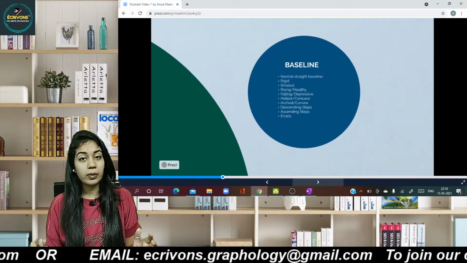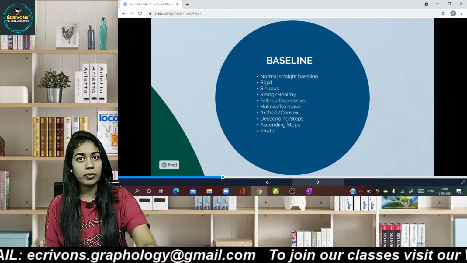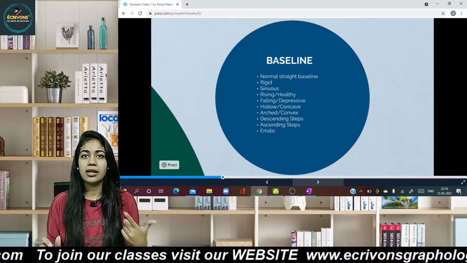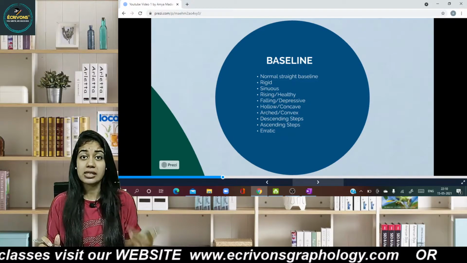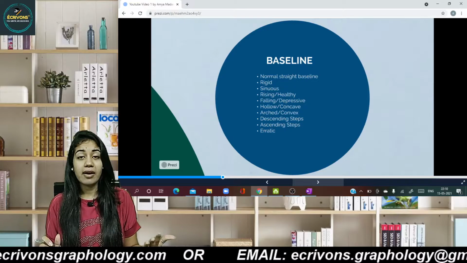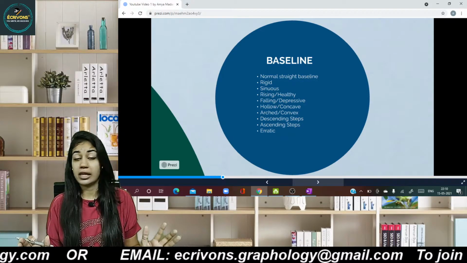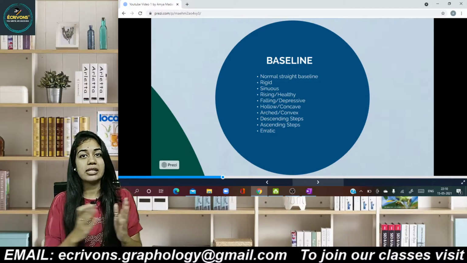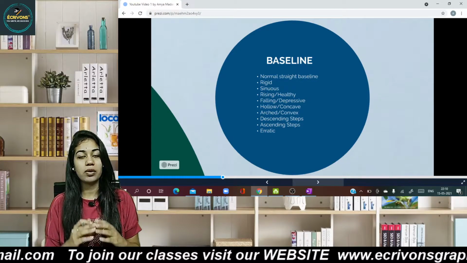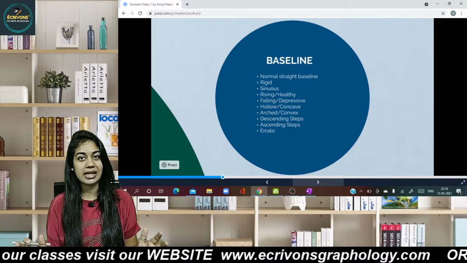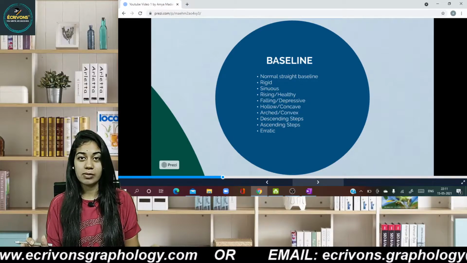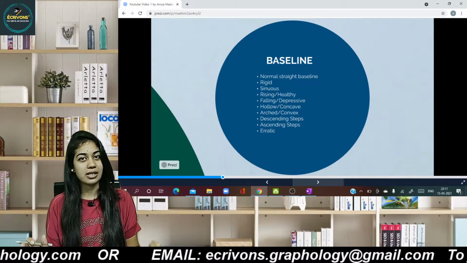So next, today we'll be looking at the baselines. Now there are a number of baseline types that we can look at in handwriting. For example, you can look at the normal straight baseline, then there's a rigid baseline, a descending baseline, an ascending baseline, the arced or convex baseline, the concave baseline, the erratic as well. So these are the diverse kinds of baselines that can be found in the handwriting samples of different individuals. However, we are just going to look at 3 of them today, and later on, if you want to know more about all these different kinds of baselines, then you are most welcome to join our classes. So today I'm going to give you a glimpse of the 3 basic types of baselines which can be commonly found in the handwriting of individuals.